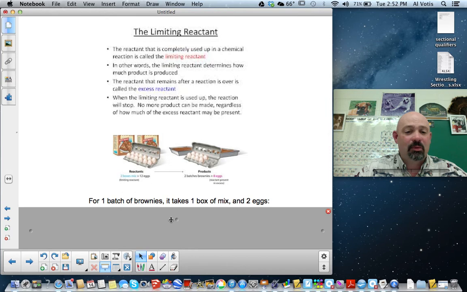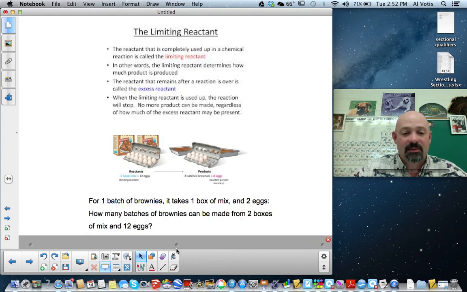Now if I went by the number of eggs, I could say I would have 6 batches of brownies, right? Not just 2. So what we have is our difference between our limiting reactant and what's in excess.